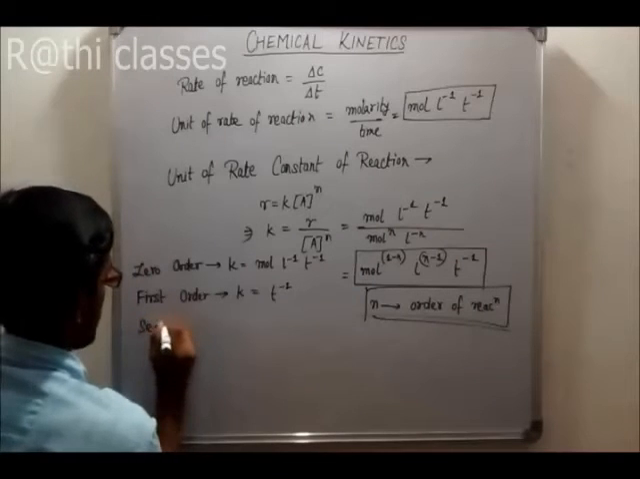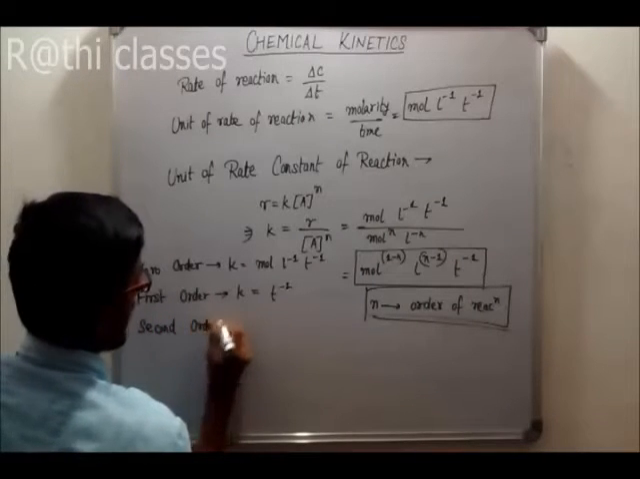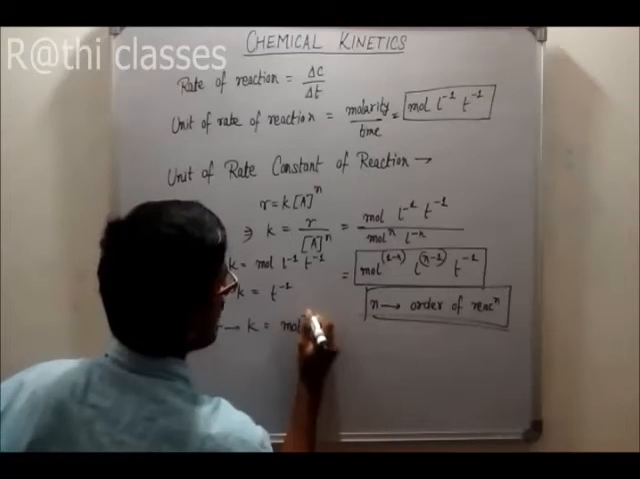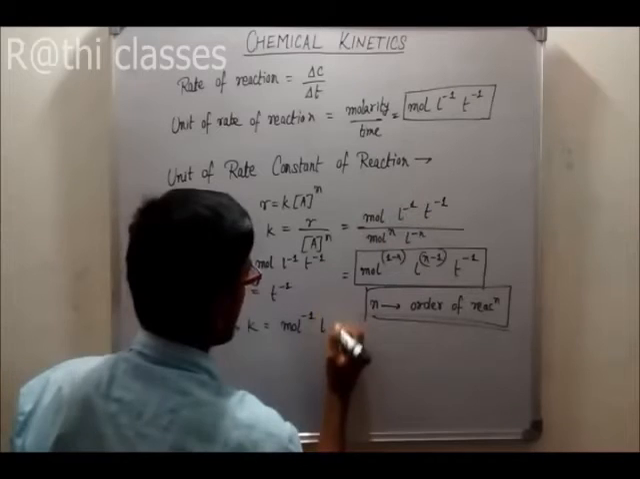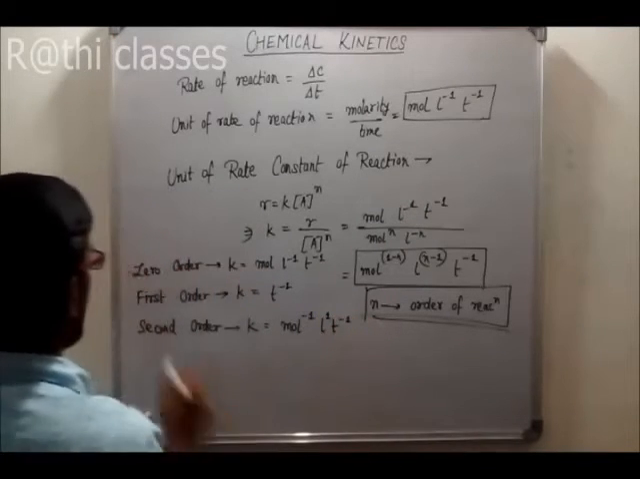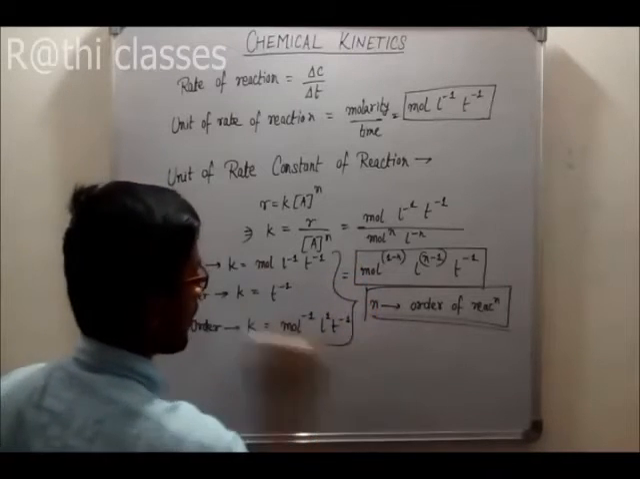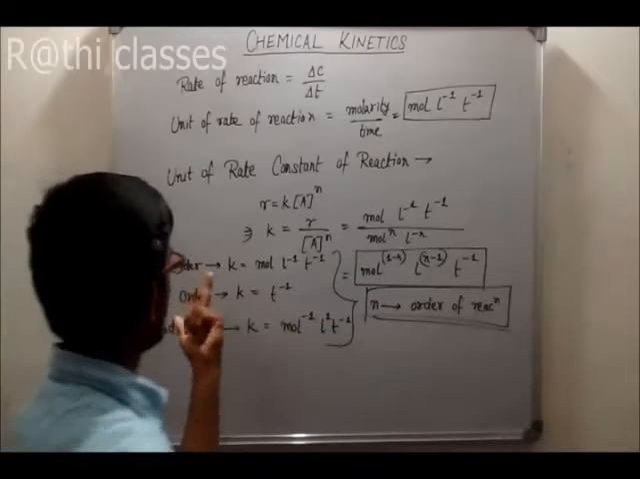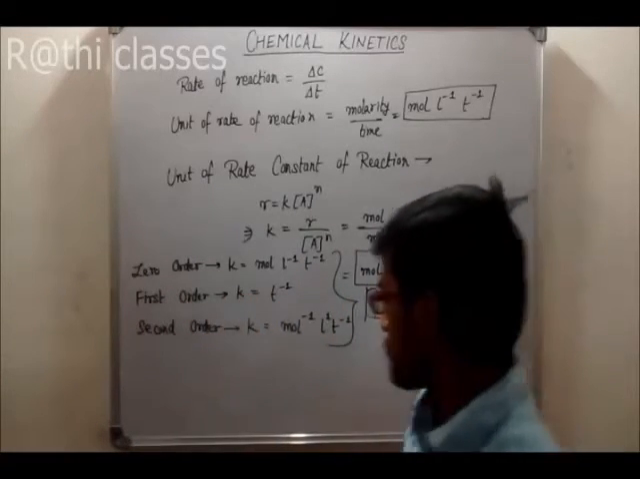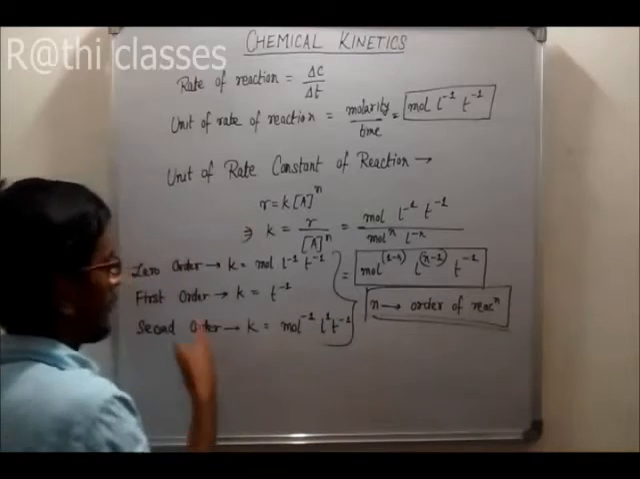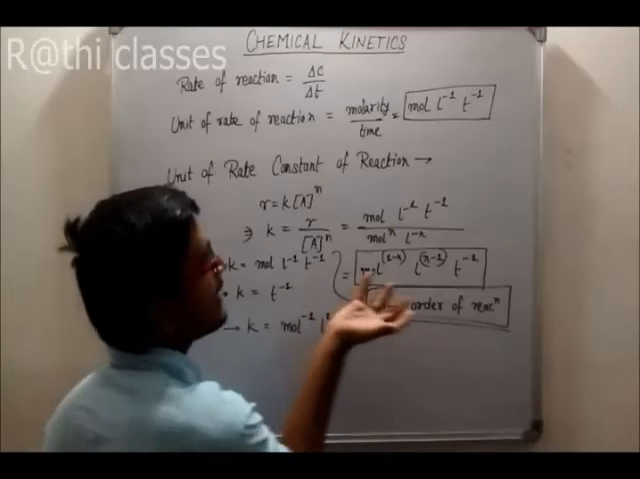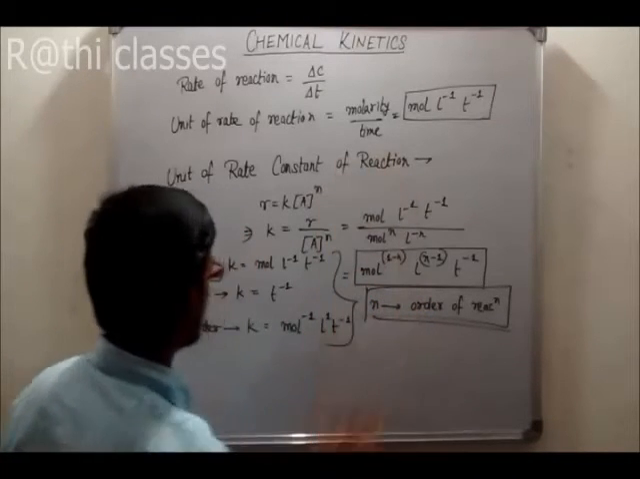For the second order reaction, this K is equal to mole to the power minus 1, liter to the power 1 and time to the power minus 1. Right? So in this way, we get the unit of rate constant for different orders of reaction: for zero order, first order and second order. Now note, for the first order reaction, the unit of rate constant is independent of molarity. It's only dependent on time inverse.